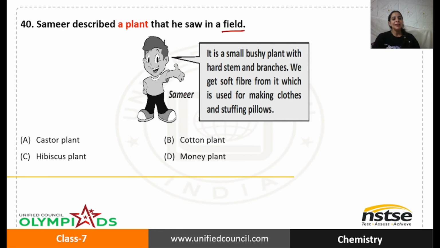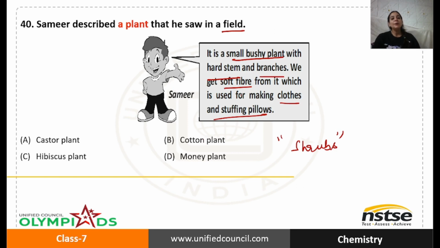And Sameer said about that plant, it is a small bushy plant with hard stem and branches. We get soft fiber from it, which is used for making clothes and stuffing pillows. Now before looking at the options, let me tell you Sameer's first statement: it is a small bushy plant with hard stem and branches. So that means it falls in the category of shrubs. It is a shrub basically.